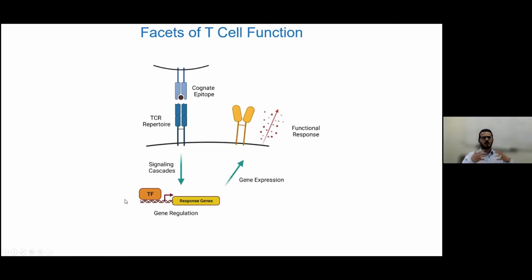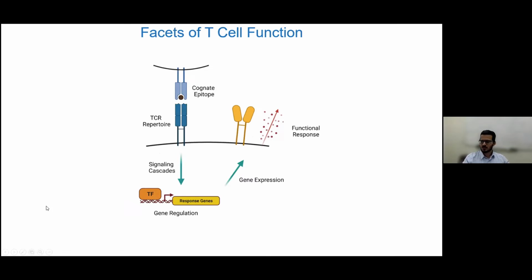So going beyond the repertoire, the T cells have, if you think about it, a relatively linear program where a T cell will recognize its cognate epitope using its TCR. It'll initiate a signaling cascade within the T cell. That signaling cascade will lead to changes in gene regulation, which will lead to expression of certain genes. And the gene products of these genes would then be used as a way to functionally respond towards that epitope.